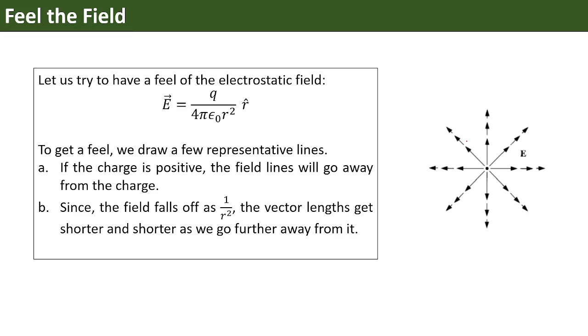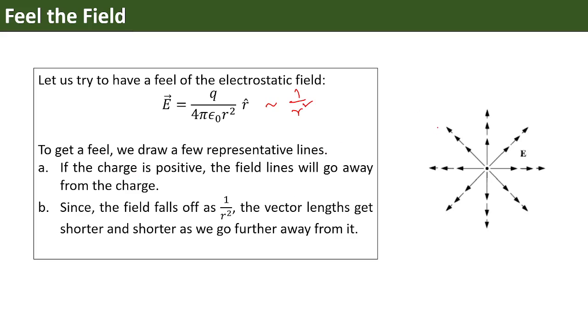Now let us try to feel the electrostatic field. So far we have tried to understand the electrostatic field of a point charge, which is given by the expression q upon 4 pi epsilon naught r square. But how exactly does the field fall off at large distances? So we know the field falls off at large distances as 1 upon r square. Clear? Now to get a field, we draw a few representative lines.